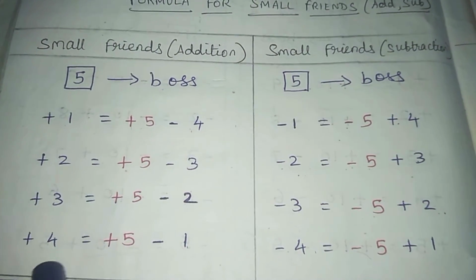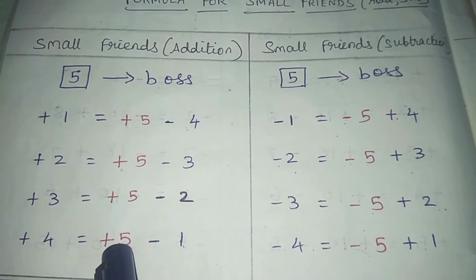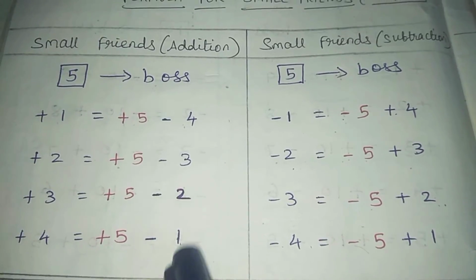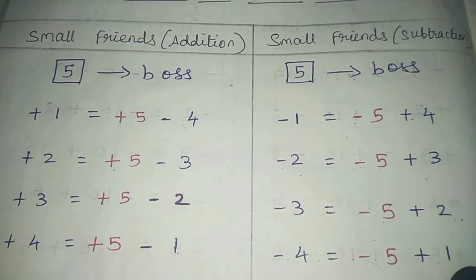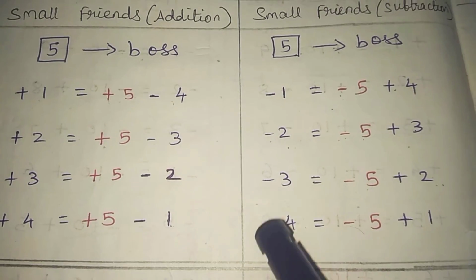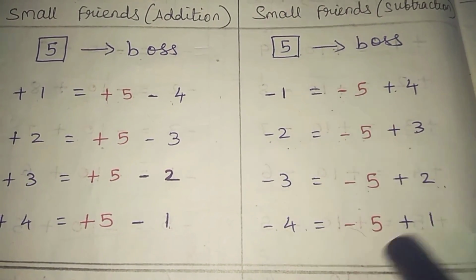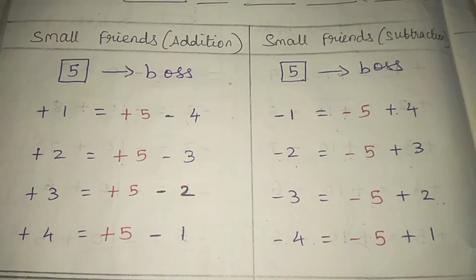Next, plus 4 equals plus 5 minus 1. 4 plus 1 equal to 5. So one friend is in plus, another friend should be in minus. So plus 4 equal to plus 5 minus 1. 4's friend is 1 in small friend formula. If one friend is in minus, another friend should be in plus, and boss will be the minus in subtraction. These are all the small friend formula.